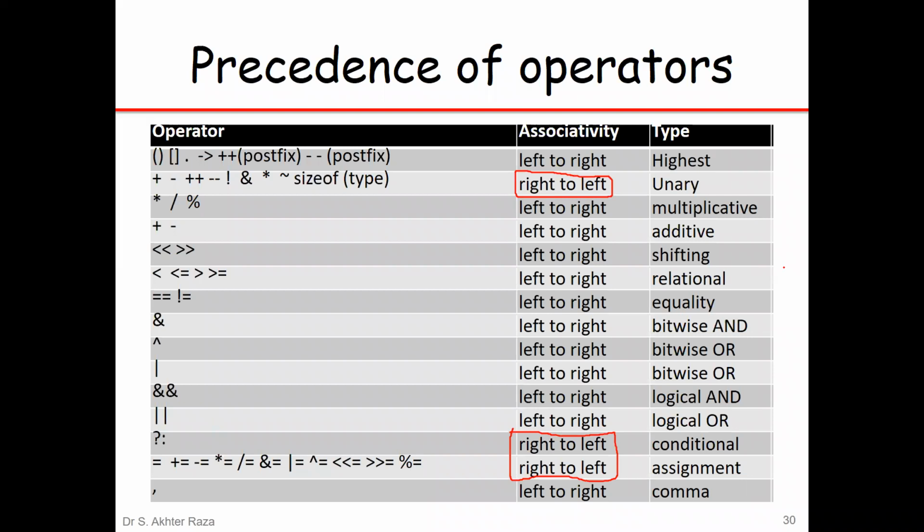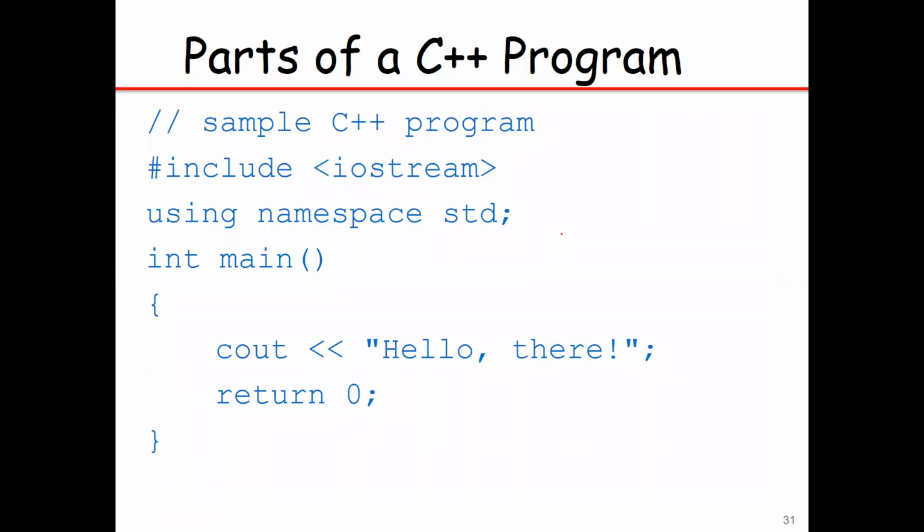Similarly, you have the precedence. Whenever I am moving from top to bottom in this table, the operator in row number one will be solved first, then the operator in row number two. So we have the precedence from top to bottom here. And in most operators, we have associativity of left to right, except only three elements, which have associativity of right to left.